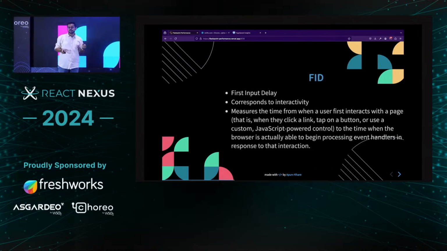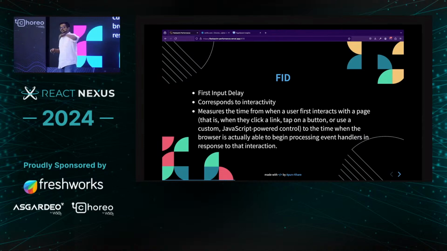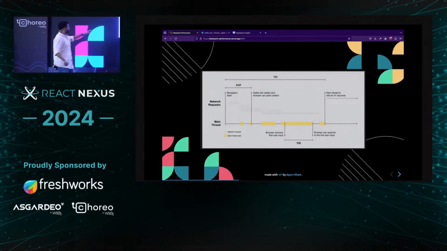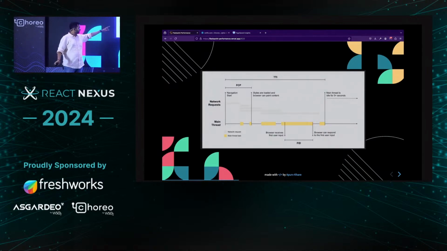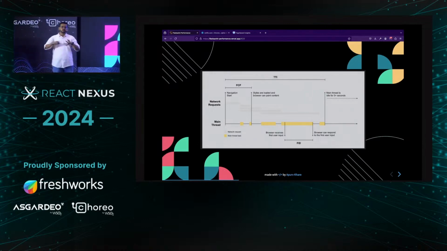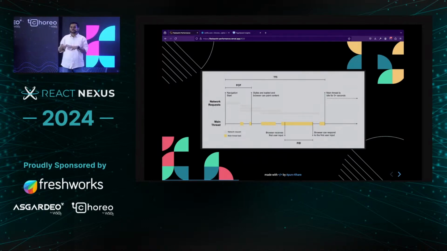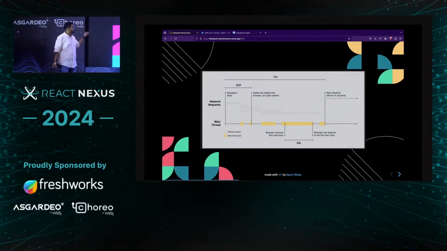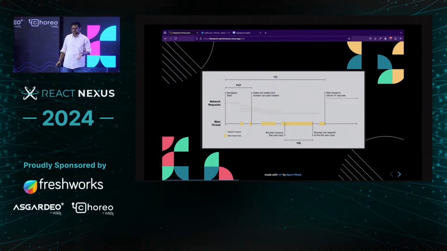It replaced FID. Now, FID is the First Input Delay. Again, let's see from the diagram. The browser receives the first user input, and the browser can respond to the first user input. But it was only measuring the first input delay. It was not measuring the overall user's visit, what other interactions it is delaying. Hence, it was replaced, and it was replaced recently in March.